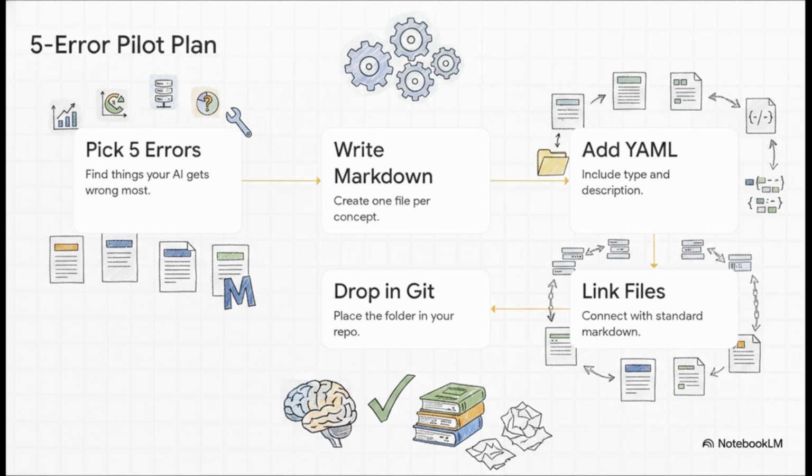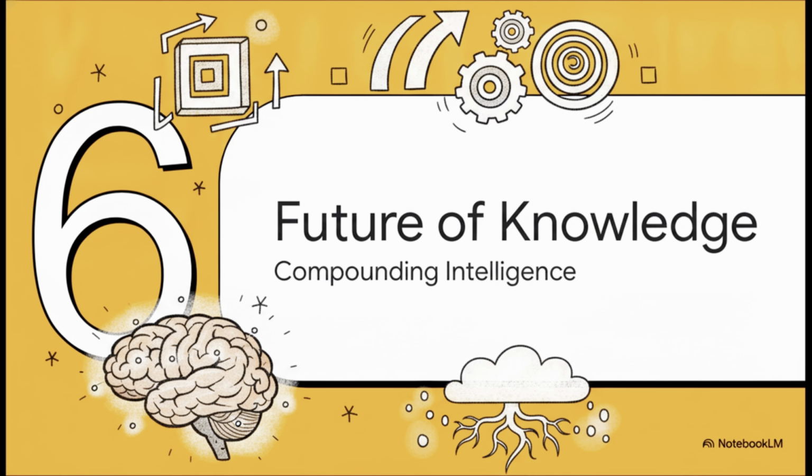And the best part? You don't have to boil the ocean to get started. You can just execute this step-by-step 5-era pilot plan to fix your biggest headaches today. Just pick the 5 things your current RAG system consistently gets wrong, like a specific financial metric or a server runbook. Write 5 simple markdown files, give them a YAML header, link them together, and drop them in a Git repo. Point your agent at it, and you'll watch its accuracy skyrocket immediately because it's finally reading true structure instead of shredded paper. Finally, Section 6, the future of knowledge.